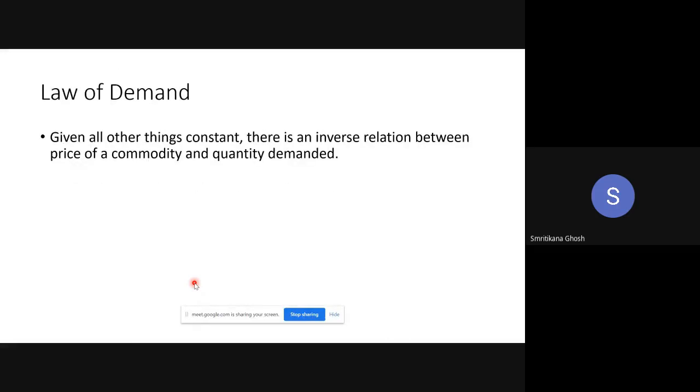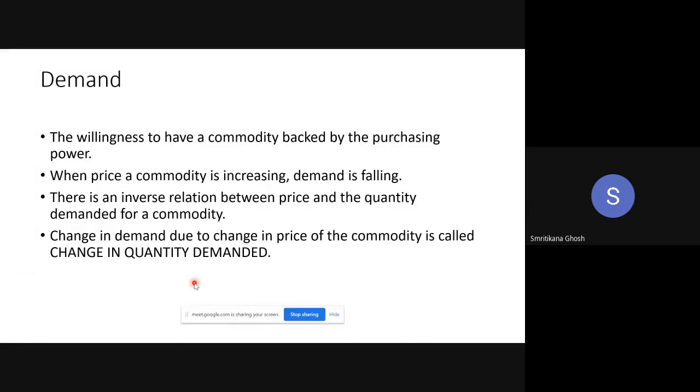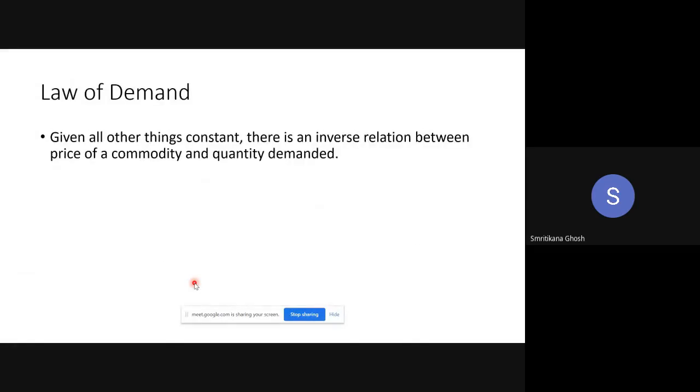Then based on all those bullets, there is a law of demand. What is the law of demand? Given all other things constant, there is an inverse relation between the price of a commodity and the quantity demanded. Remember, here I am mentioning inverse relation. Generally, people are saying when price is increasing, demand is falling. This is called the law of demand. So my question is, if price is falling, demand is increasing, isn't it the law of demand?